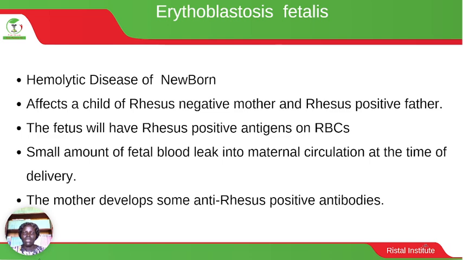So let us look at erythroblastosis fetalis. This is the condition that I have been trying to describe. Let us look into the details of it. This is a hemolytic disease of the newborn, and it affects a child of a rhesus negative mother and a rhesus positive father. The fetus will have rhesus positive antigens on red blood cells. A small amount of fetal blood leaks into maternal circulation at the time of delivery. The mother develops some anti-rhesus positive antibodies.